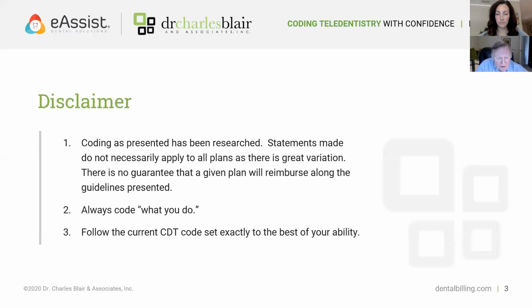The ADA's mantra is code what you do. So we turn in exactly what we did on the claim form. If you do a pan and bite wings, that goes on the claim form. Then when the payer gets that claim, they can pay an alternative benefit of a full series amount of money if they want to. So insurance companies can't change the code, but they can change the benefit. They can say, we're not paying for this, but we will give you a benefit of X number of dollars. So you do want to follow the CDT code set.